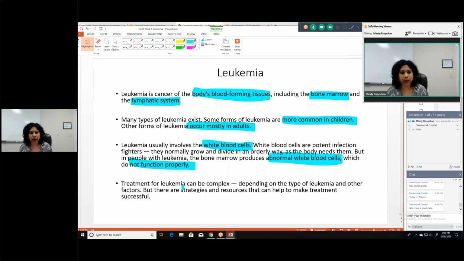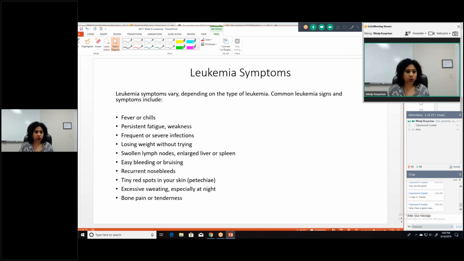So the basic thing I want you guys to understand about leukemia is it occurs in children and adults. It's a cancer of the body's blood-forming tissues. It involves your white blood cells. And think about what the bone marrow does, but the bone marrow in this case produces abnormal white blood cells that do not function properly. Okay, that's the problem. So leukemia symptoms are going to vary based on the type of leukemia we're dealing with.